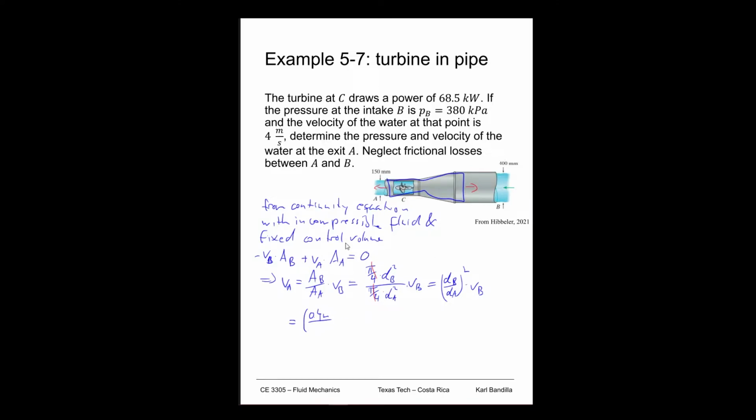Our dA is 150, so 0.15 meters, squared, and then times 4 meters per second gives us 28.444 and so on meters per second. So if you round that to 3 significant digits, we get 28.4 meters per second. This would be our first result. It asks for the velocity and the pressure, so we already have the velocity.